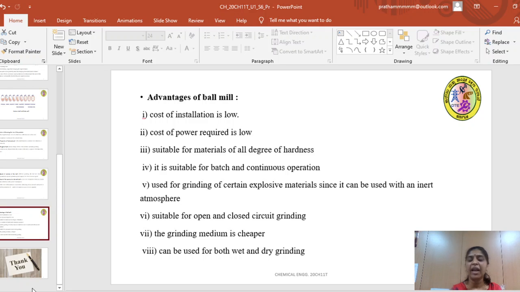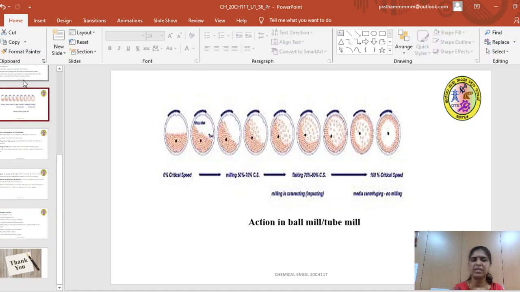Also we can say that the grinding medium is cheaper. The grinding medium here, the balls, is made up of either iron or steel, so the grinding medium is cheaper, and can be used for both wet and dry grinding. So these are the advantages of using the ball mill. I hope you are understanding this. Very simple concept and simple to understand.